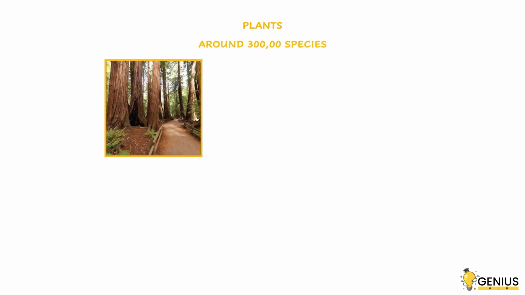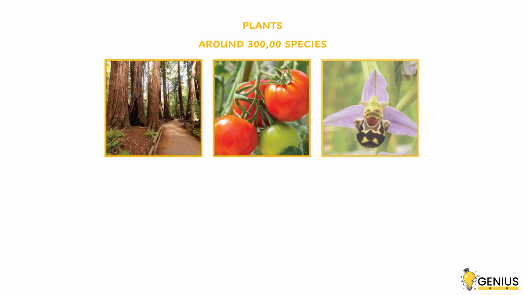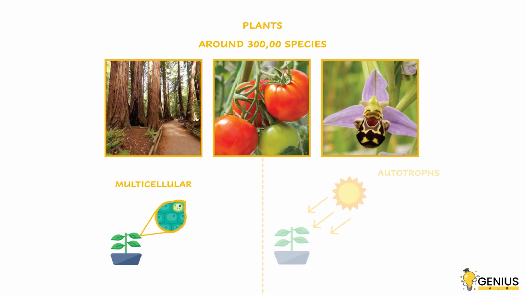Moving on to plants, this kingdom is also widely known, comprising roughly 300,000 species, including redwood trees, tomato plants, and water lilies. Like animals, plants are multicellular, but they are autotrophs, meaning they generate energy through photosynthesis rather than consuming other organisms. Next, we have fungi, which can be a bit more complex to define.